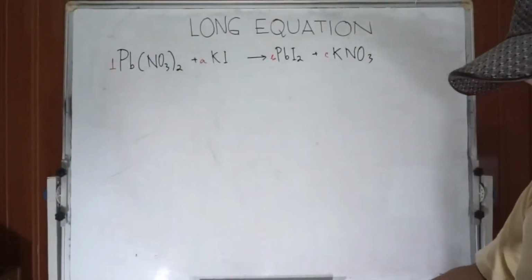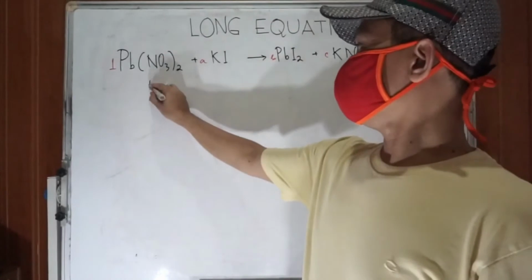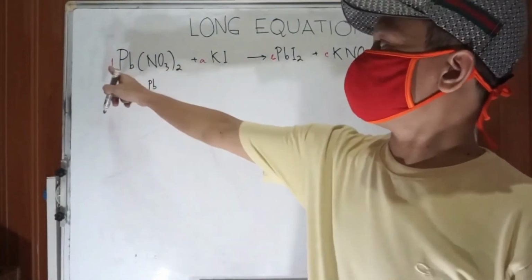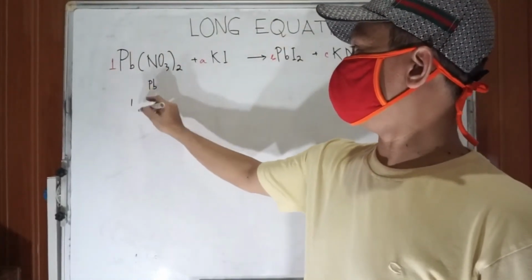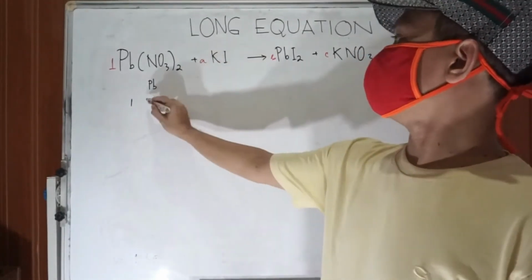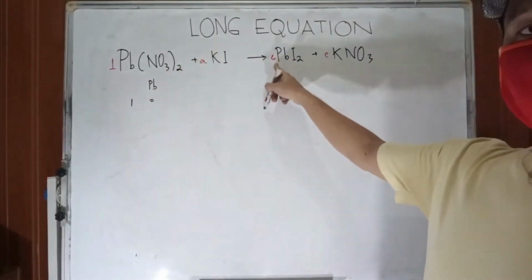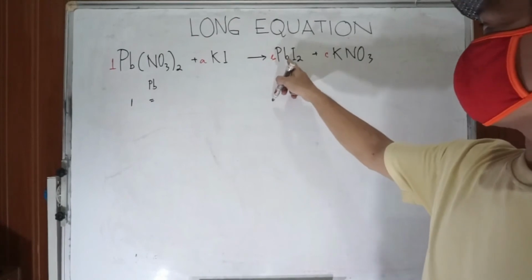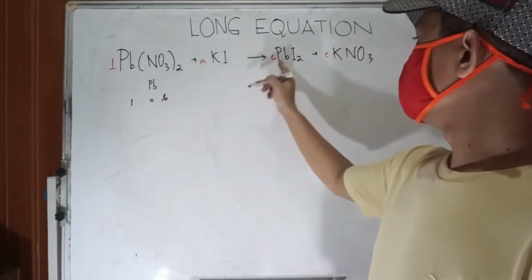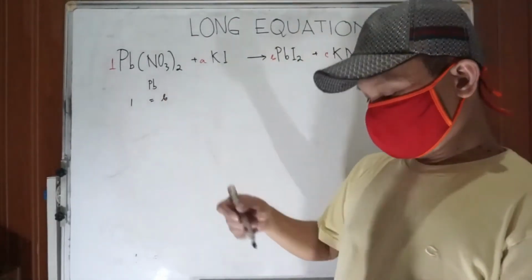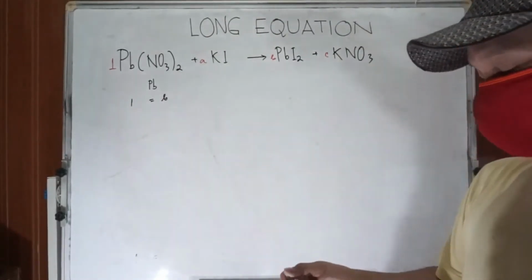Okay, now is for Pb. On the left side, 1 times 1, 1. Here there is no Pb, and then yield equal. We got this one, Pb. B times 1, we got B. There's nothing on the left. So we got B equal 1, right?